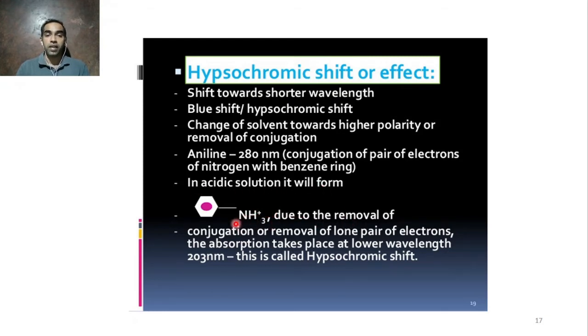So now what happened? See, aniline has a characteristic absorption at 280 nanometer. Now if you protonate this, conjugation is minimized. The electron transition from N to this benzene ring is not possible, because this pair of electrons is now associated with this extra proton, so it has become plus. There are no free electrons to move from nitrogen to the benzene ring. That's why this has experienced a blue shift or hypsochromic shift. With removal of the lone pair of electrons from conjugation, the absorption takes place at lower wavelength. This is called hypsochromic shift.